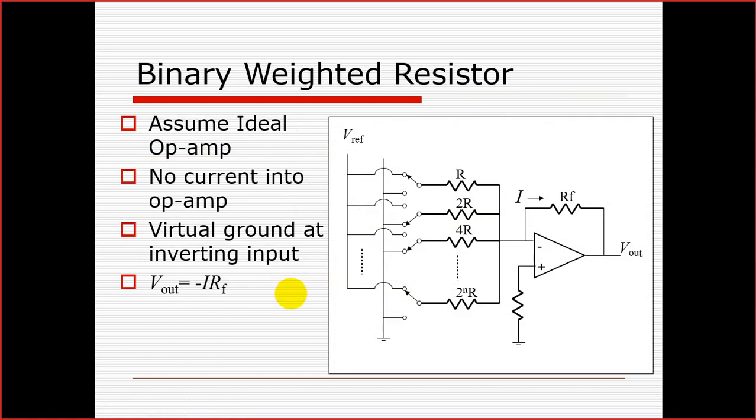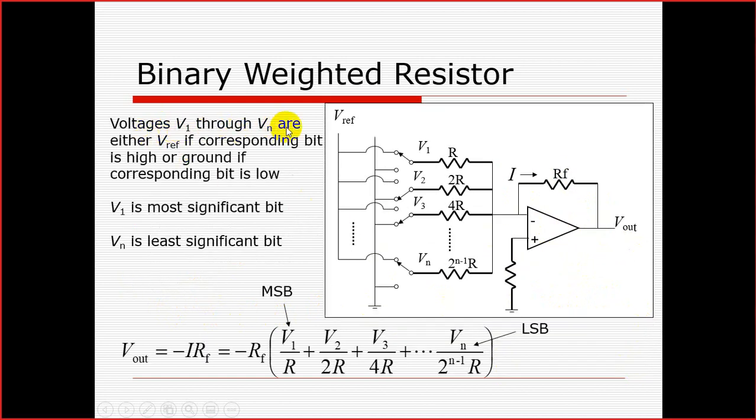Look over here. These are the different bits we apply over here. This is the reference voltage. And this is the op-amp, summing op-amp circuit. So, assume ideal op-amp. No current into the op-amp, at the beginning. Virtual ground at the inverting input. V out equals minus IR. That's the formula of the op-amp.